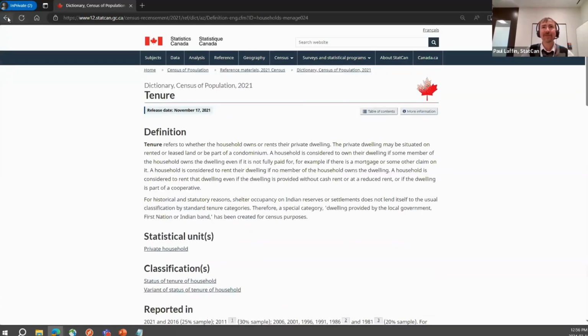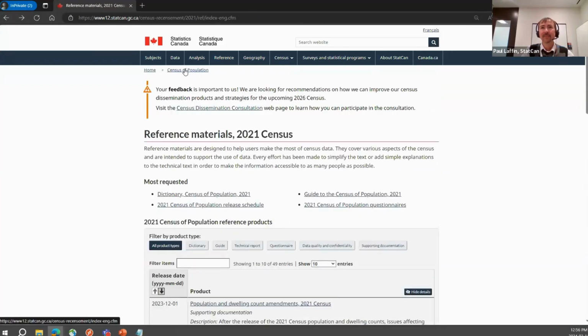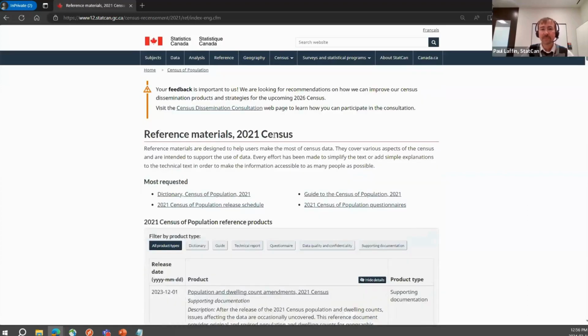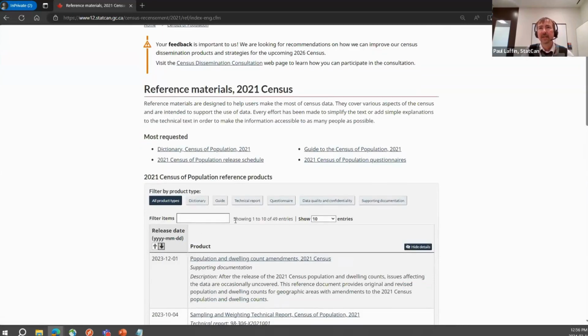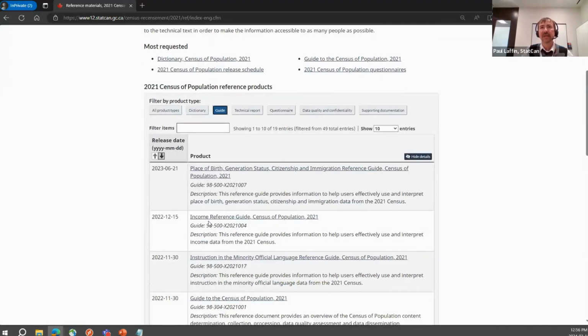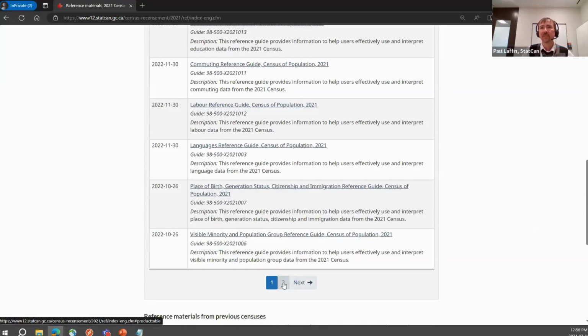The other reference material that I would highly recommend, I'm going back to the main census page, census reference. The other one is the guide to the census, which is really good. There's actually a guide for all of the major topics, things like income. You'll find an income reference guide, the minority official language reference guide, and there's going to be a housing reference guide here somewhere as well.